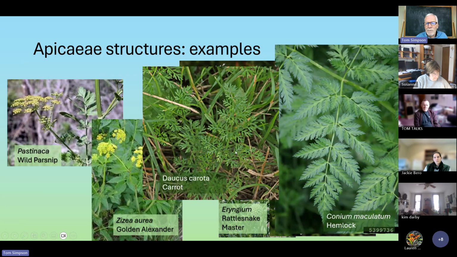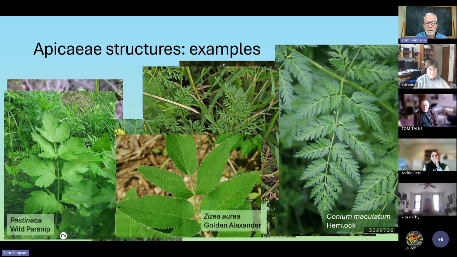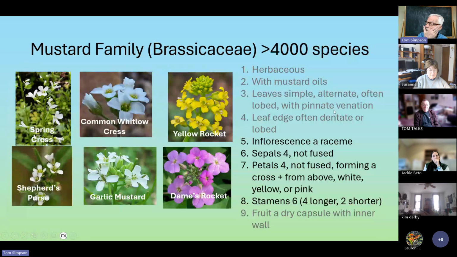There's the leaves of poison hemlock, and again, they're not the same, but they're too close for comfort, if you know what I mean. So be sure before you chew on things.